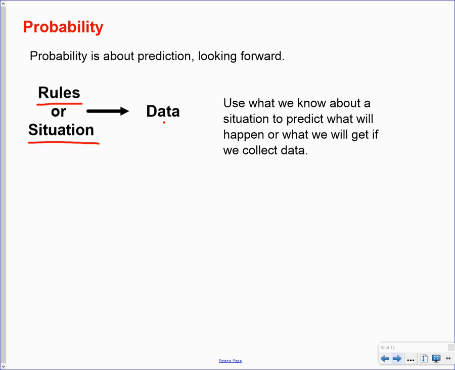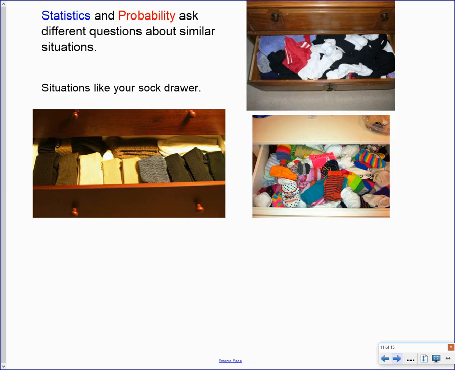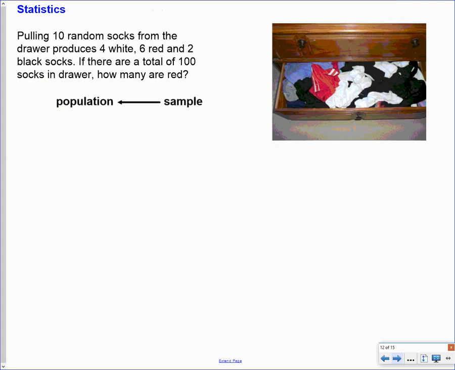So why are these two topics in the same course? Because they ask different questions about sort of similar situations. Okay, what kind of situation might be, you can imagine a sock drawer. Okay? Statistics might ask you, if you pull 10 random socks from the drawer, you get 4 white socks, 6 red socks, and 2 black socks. If there are a total of 100 socks in the drawer, how many of them are red?